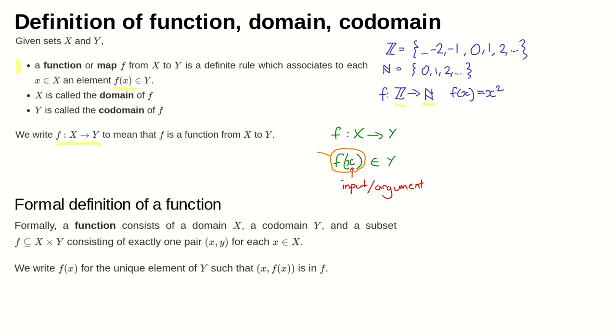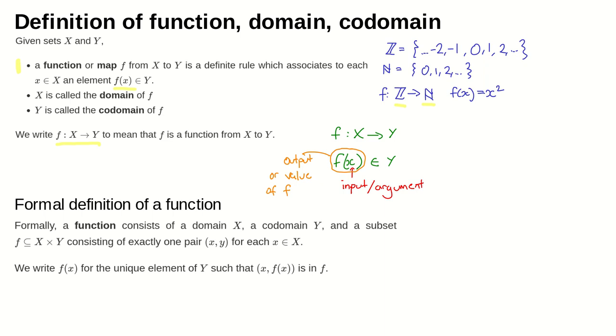So this thing f of x is the output or the value of f when it has input or argument little x. So this vocabulary of input and output, or of argument and value, will be used very commonly all the time.